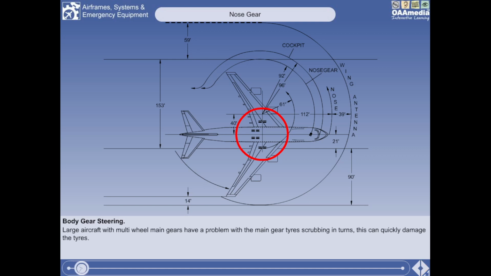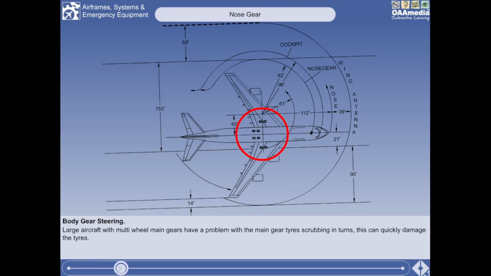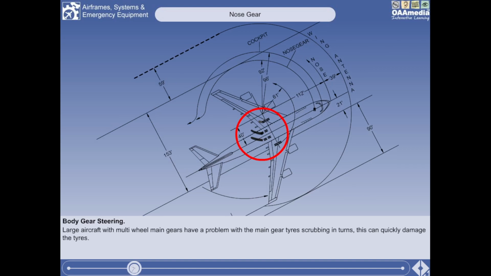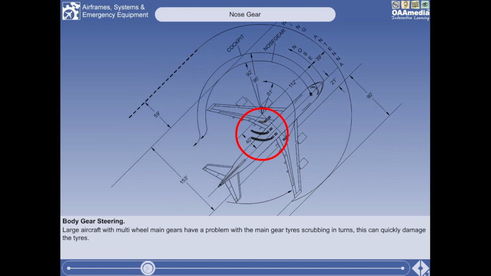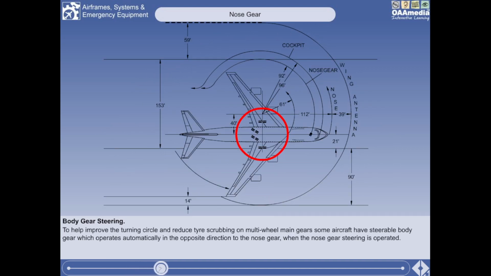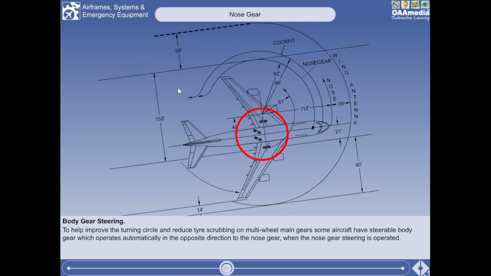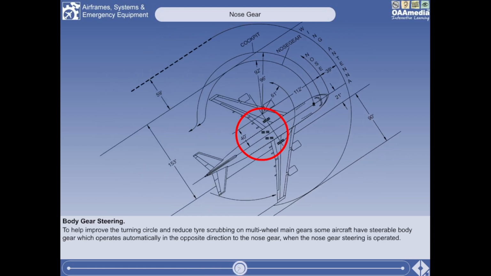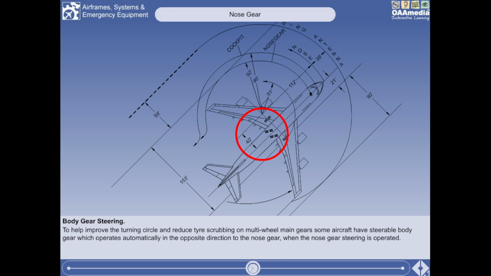Large aircraft with multi-wheel main gears have a problem with the main gears sliding sideways in turns. This is known as scrubbing and can quickly damage tyres. This is particularly a problem for body gear, as they are near the centre of the turn. To help improve the turning circle and reduce tyre scrubbing, some aircraft have steerable body gear, which operates automatically in the opposite direction to the nose gear when the nose gear steering is operated.